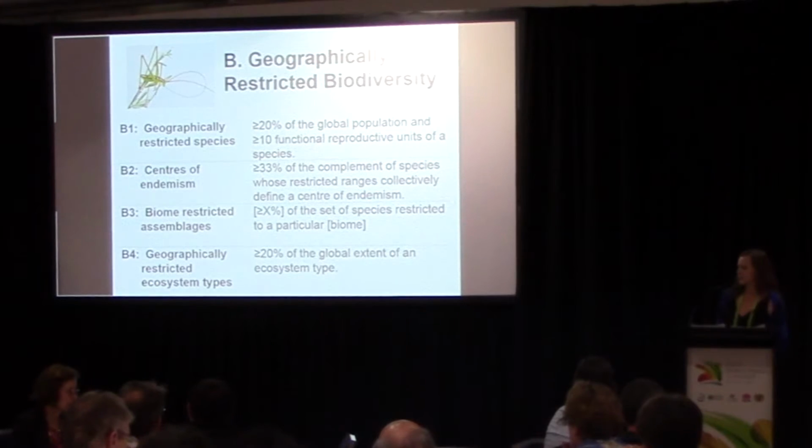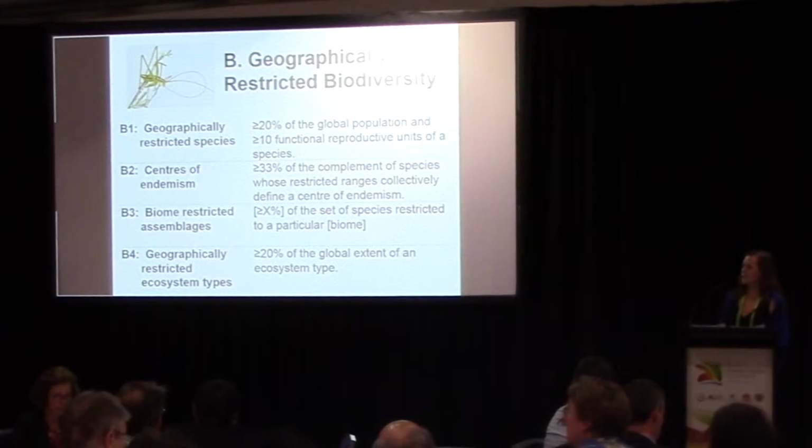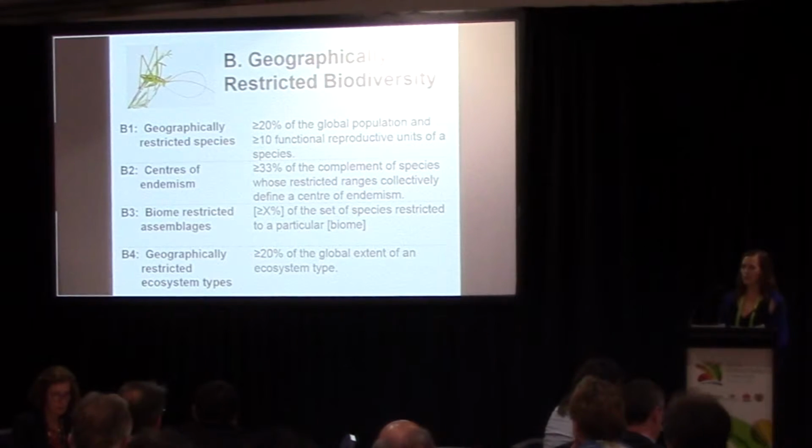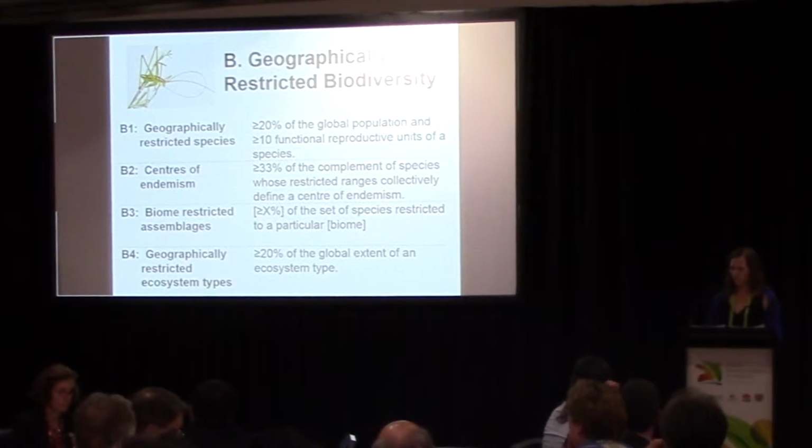And finally, the sub-criterion B4 is for geographically restricted ecosystem types. And here the threshold is that any site holding at least 20% of the global extent of an ecosystem would trigger KBA status.